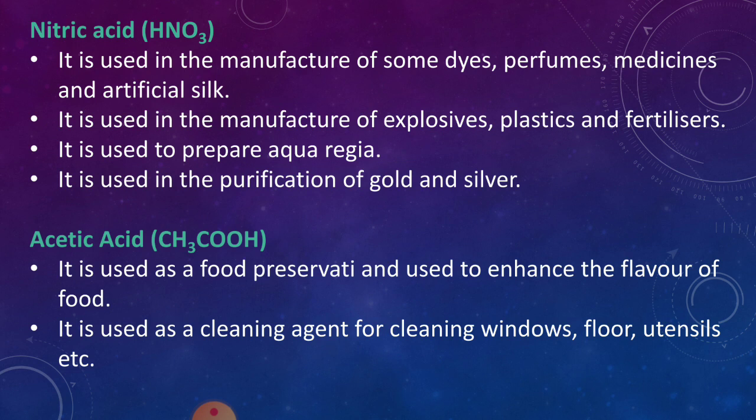Then nitric acid is used in the purification of gold and silver, meaning jewelry of gold and silver is cleaned just by using nitric acid. Then again it is used in the preparation of aqua regia. As you all know, one part of nitric acid is present with three parts of hydrochloric acid in making aqua regia.